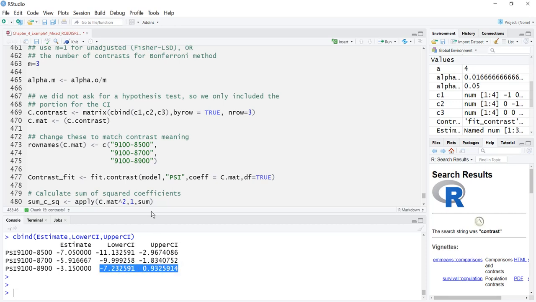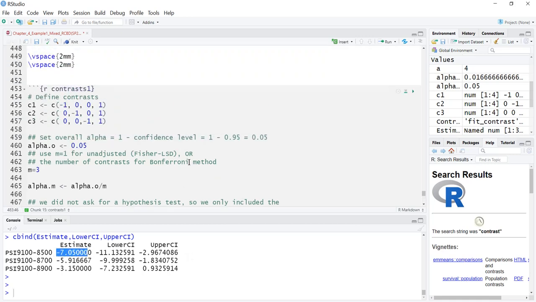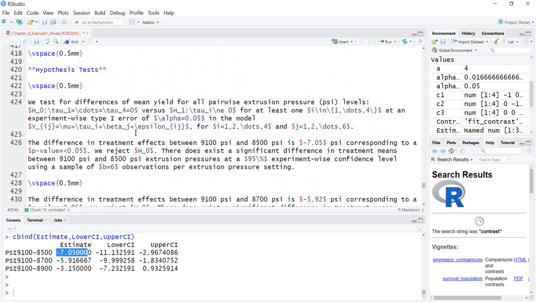0 is in there. Well, if I ask for a hypothesis test, how do I write this up without a p-value? Well, I still have my estimate here, the difference. So this is what we can do. We write it up.